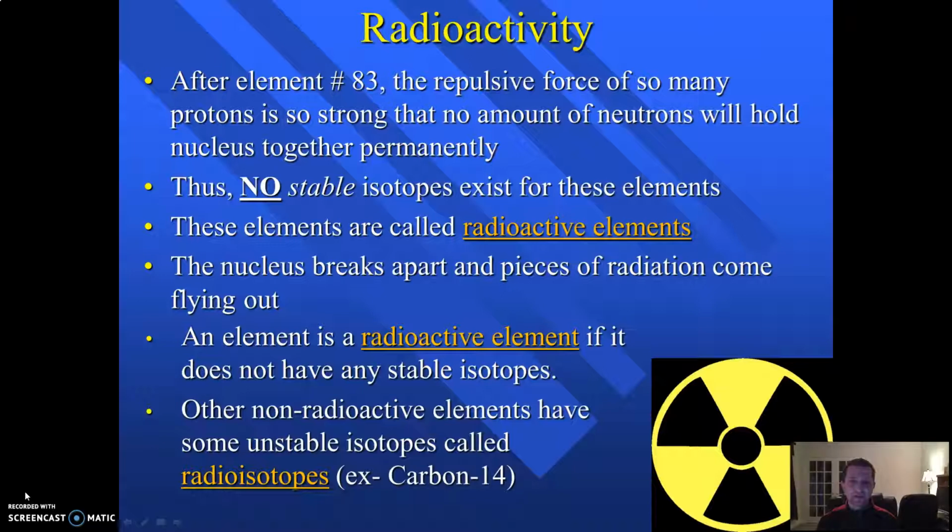So how do we measure this radioactivity, or what's it look like when the elements break apart? We can measure it with something called a half-life. How long does it take for half of what you have to go away?